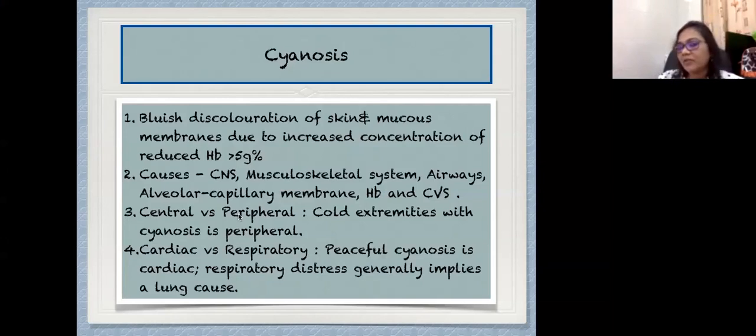So in peripheral cyanosis the extremities are cold, and then cardiac versus respiratory. An important thing to keep in mind is peaceful cyanosis is mostly cardiac. Respiratory distress along with cyanosis generally implies a lung cause, not always though.